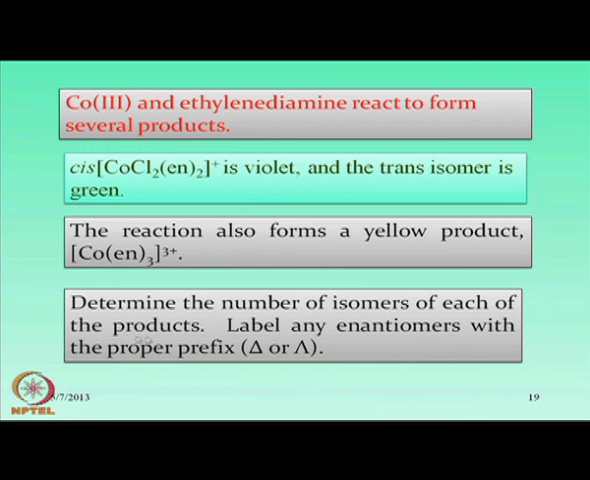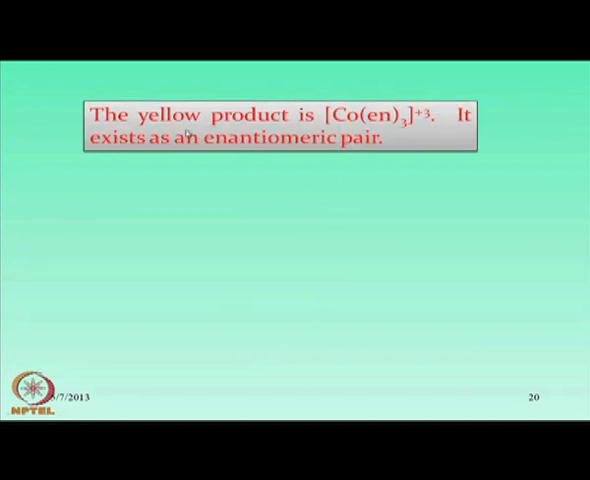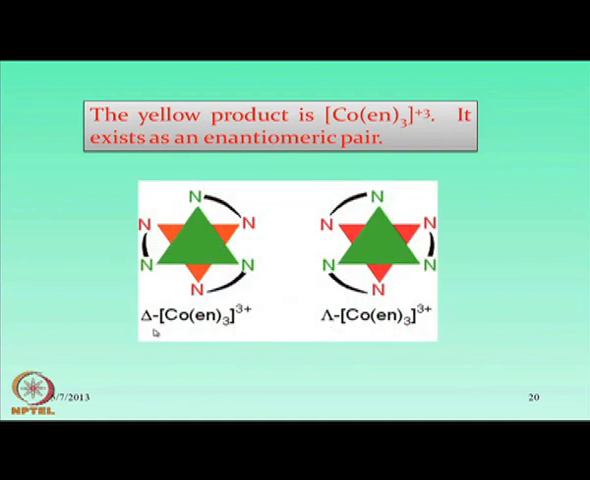And how can we identify them and label any enantiomers with the proper prefix, that means the delta or the lambda prefix for the corresponding orientation related to their corresponding threefold axis. So, the yellow product is definitely the corresponding [Co(en)3]3+. It exists as an enantiomeric pair, that means one form is optically active, the other form is also optically active, the clockwise arrangement and the counterclockwise arrangement.